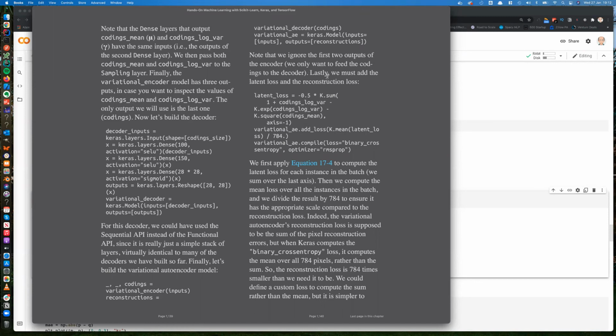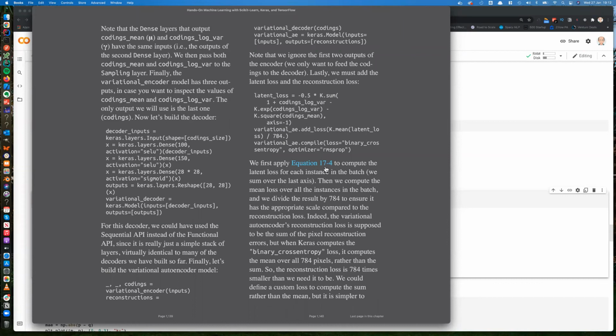Lastly, we must add the latent loss and the reconstruction loss. So it's that guy, which is the latent loss, and so we're adding an additional loss to the autoencoder. And then compiling the whole thing.